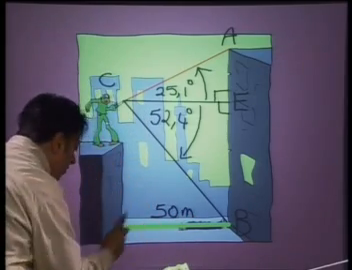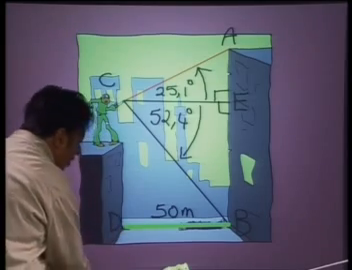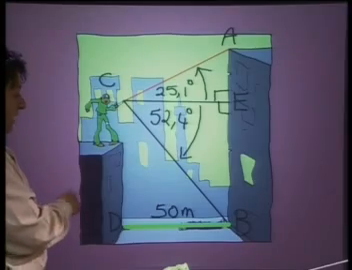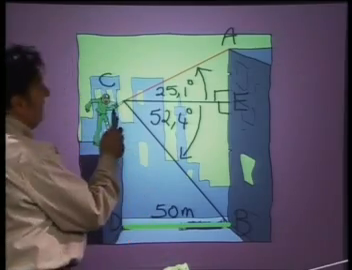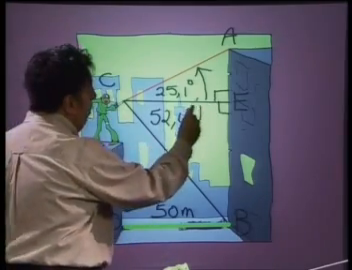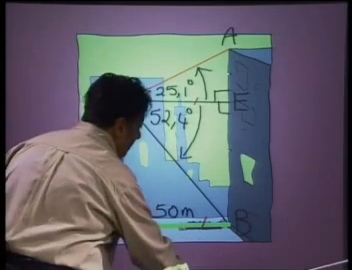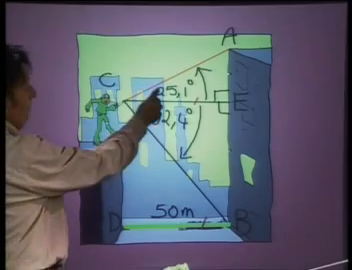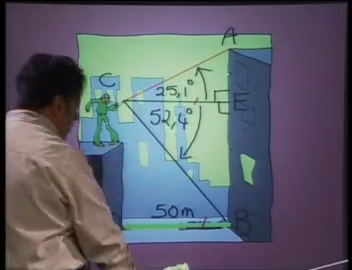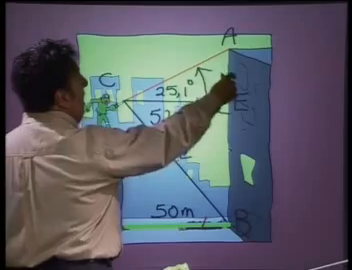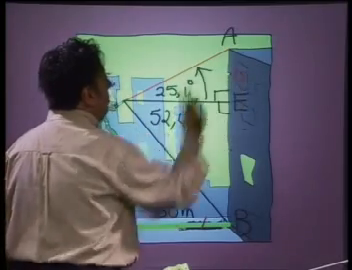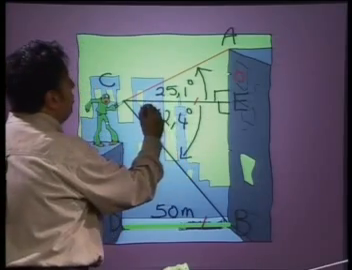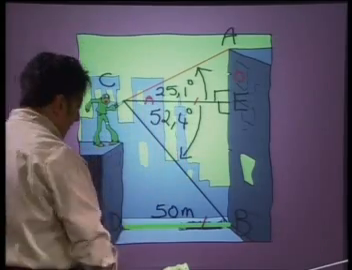And I think I'll call this point D. So I know that DB is equal to 50 meters. And because I know that DB is equal to 50 meters, I can see that CE will also be equal to 50 meters. Now we have the angle. We want to find the side opposite the angle. And now we know the length of the side adjacent to the angle.